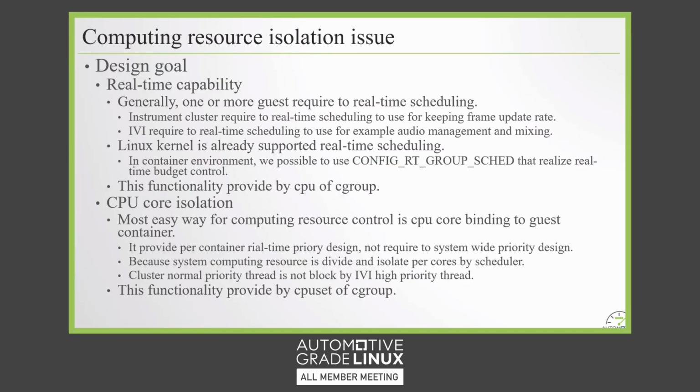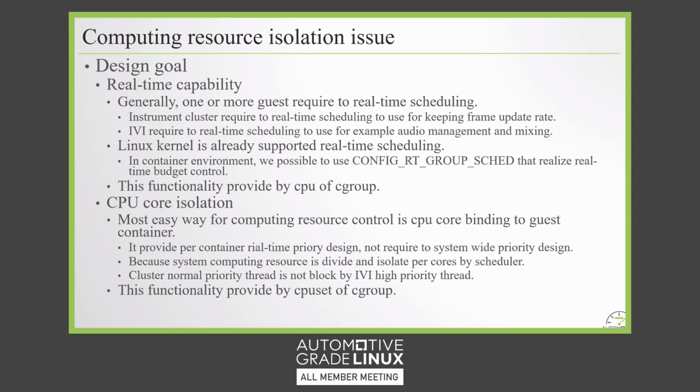So the computing resource isolation issue: our design goals are real-time capability and CPU core isolation. It's these two capabilities we use in one system. Generally, one or more guests require real-time scheduling in our generic architecture. The instrument cluster requires real-time scheduling, and IVI requires real-time scheduling with separate requirements. The Linux kernel already supports real-time scheduling. In a container environment, it is possible to use CONFIG_RT_GROUP_SCHED, which realizes real-time budget control. This functionality is provided by the cpu controller of cgroups.